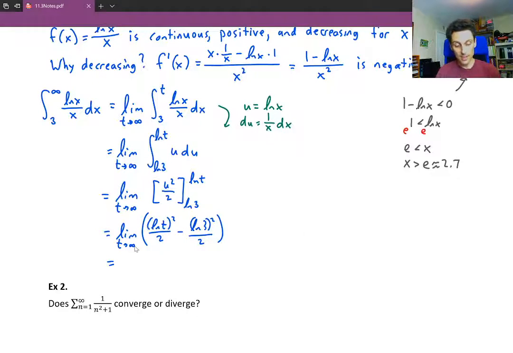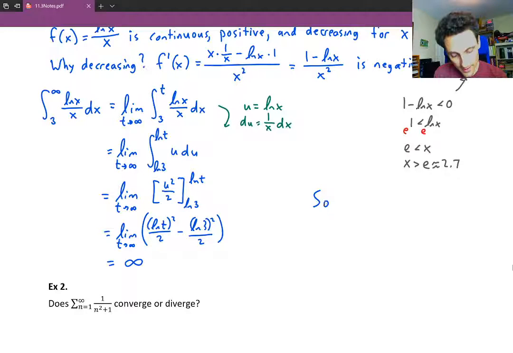And when t goes to infinity, ln t goes to infinity. When you square it, that goes to infinity. This is minus a constant, so that's not doing anything. So basically this whole thing is going to infinity, which would say that this integral of ln x over x, at least from 3 to infinity, is diverging.